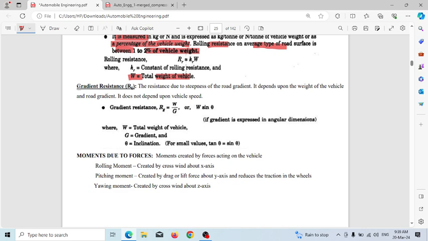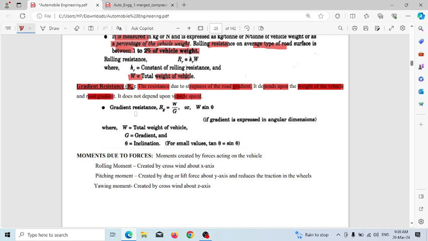Next resistance is gradient resistance, Rg. The definition is the resistance due to the steepness of the road gradient. Gradient means slope. As the slope increases, this type of resistance occurs, and it depends only on the weight of the vehicle and the road gradient, not on vehicle speed. You have to remember this point. The gradient resistance depends only on the weight of the vehicle and road gradient, not on the vehicle speed.